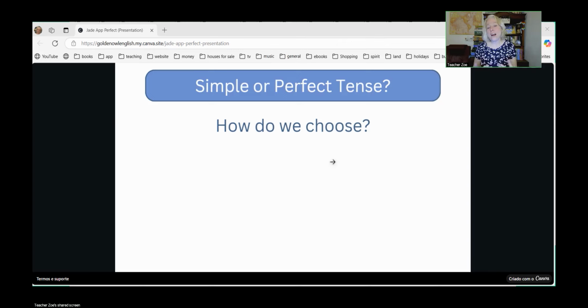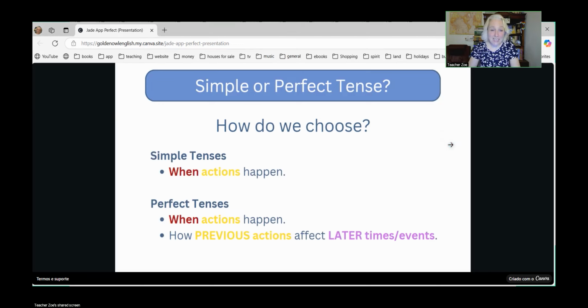So what are tenses? All tenses are a way of saying when actions happened. That's it. When do actions happen? It's kind of a way of representing that. And the simple tenses do just that. When do they happen? In the past, now, in the future.